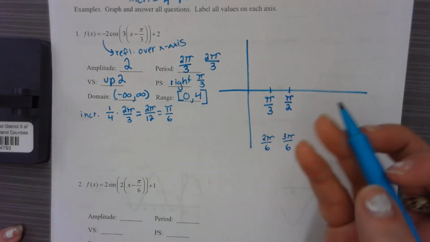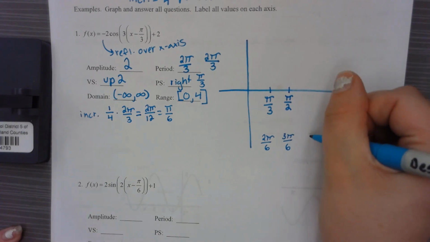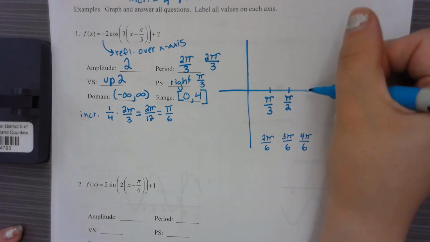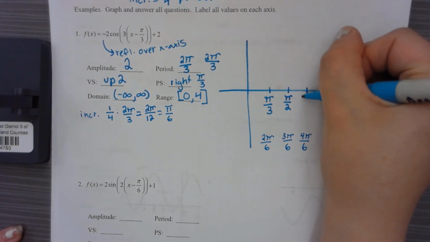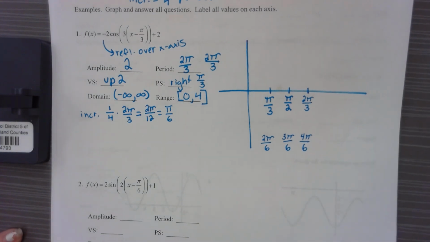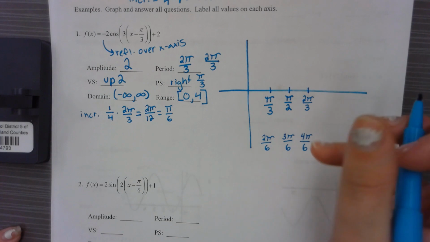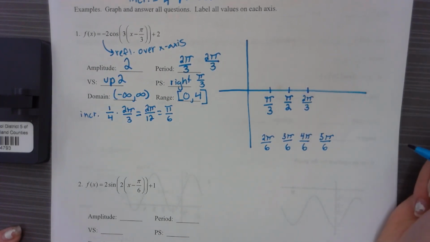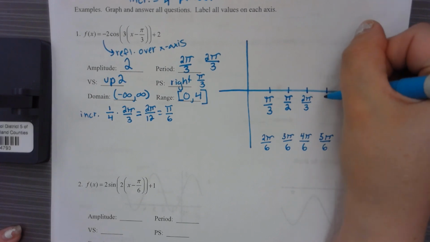My next tick mark before reducing is going to be what? 4 pi over 6. And so then after reducing, it would be 2 pi over 3. Okay. The next one's going to be 5 pi over 6. Does that reduce? No. So we'll just leave it.